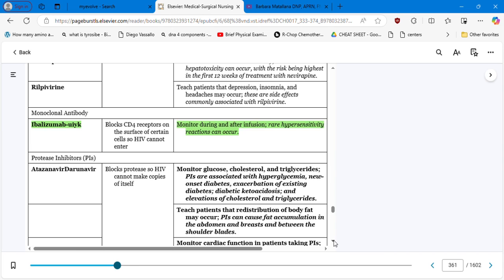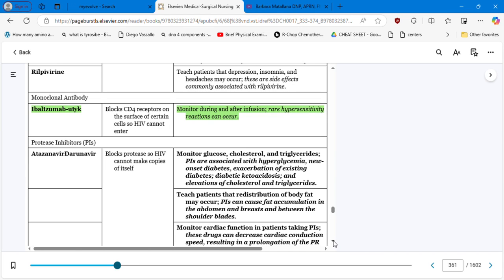Hypersensitivity reactions can occur, and this is one of the most common side effects, the hypersensitivity, because we are really attacking the immune system. We are working on the immune system, right? It's very persistent work on the immune system, not only by the virus but also by the medications, right?